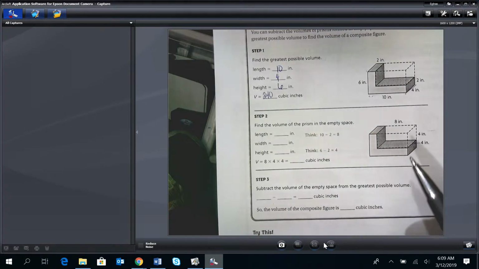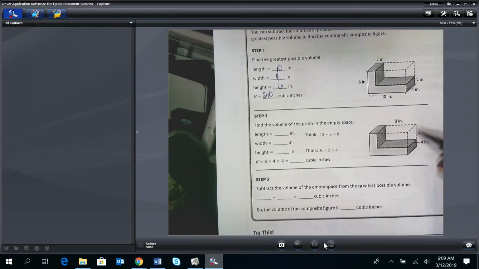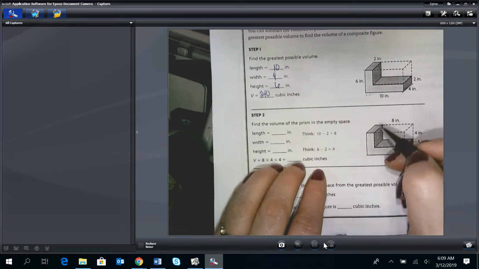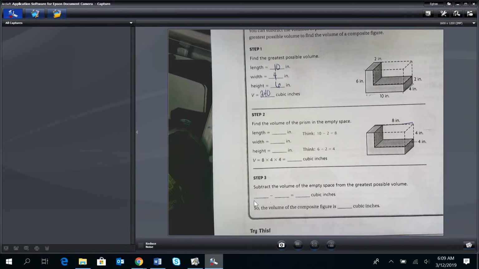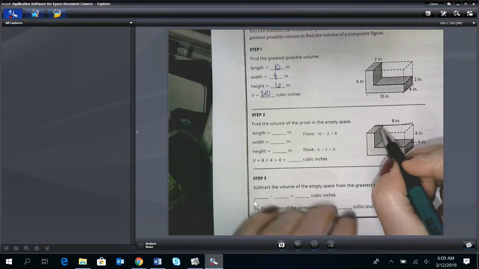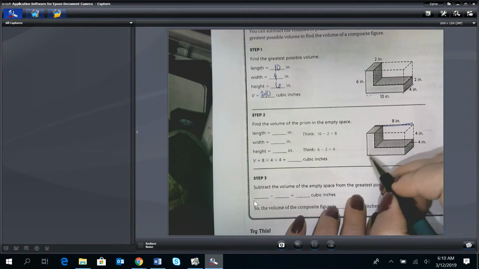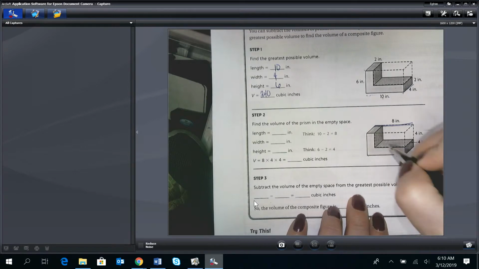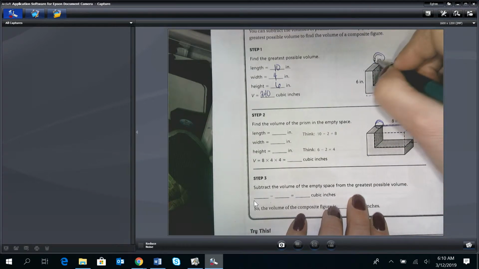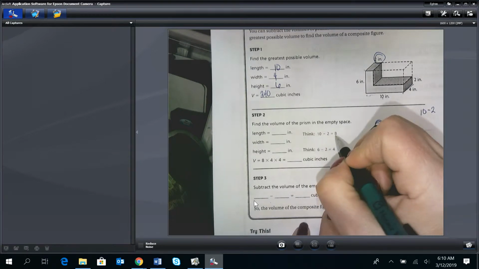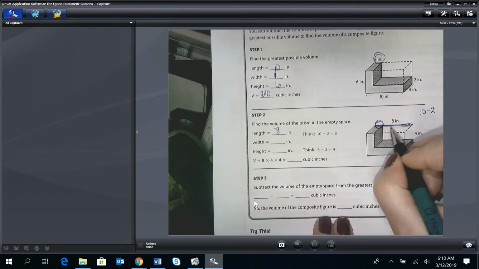Now we have to figure out what's the extra in the middle that we don't have. So we're going to take out that empty spot, and we have to figure out the measurements of that. We know that the length is 10 from up here, but we have to look at how much we should take off. Up here it shows us we're going to take off 2 inches. So we have 10 minus 2, which is 8. Now we know we've got 8 that we're taking out.